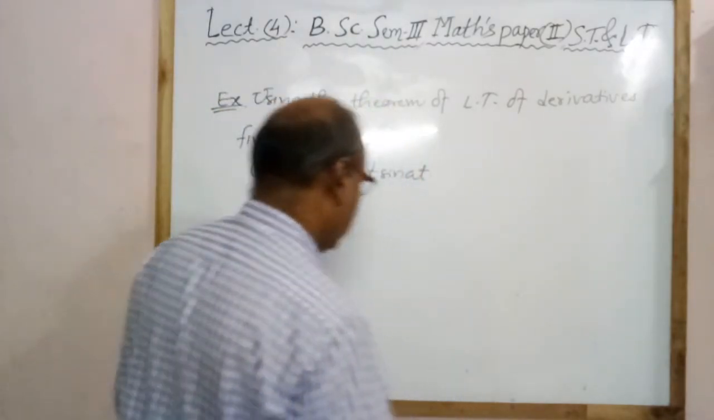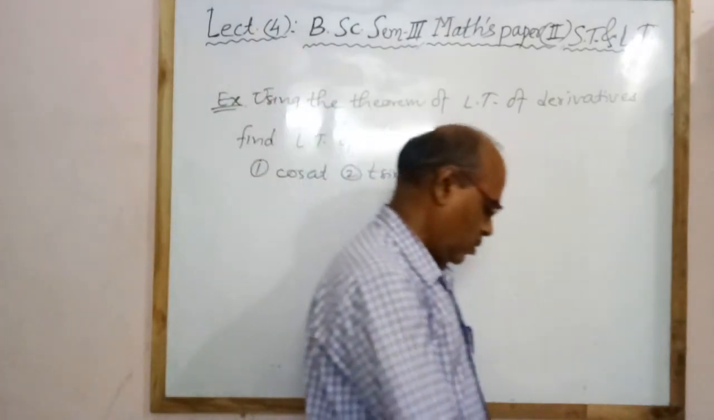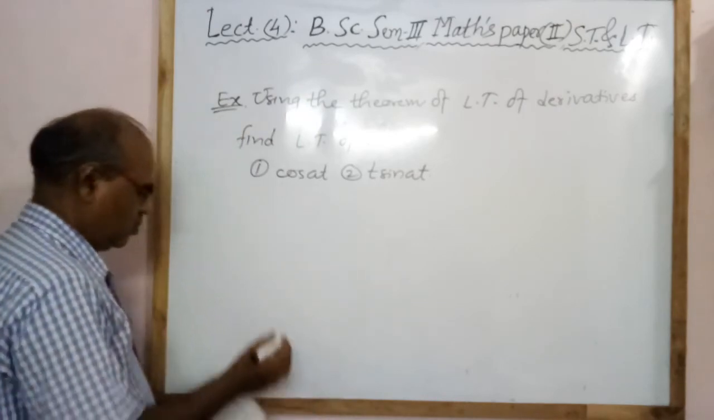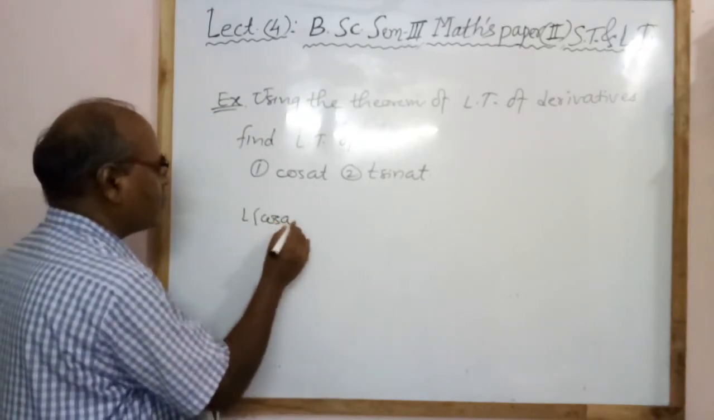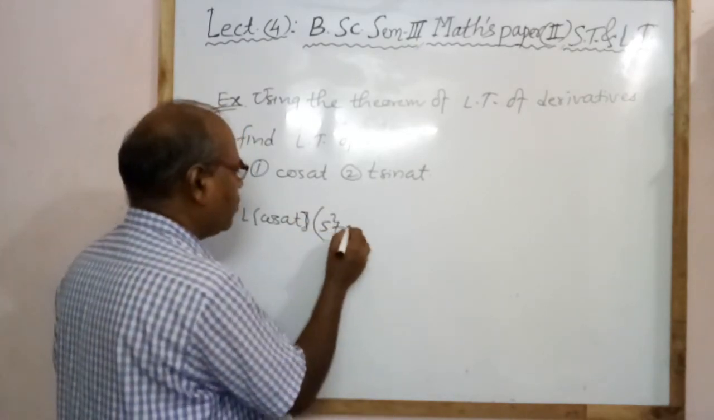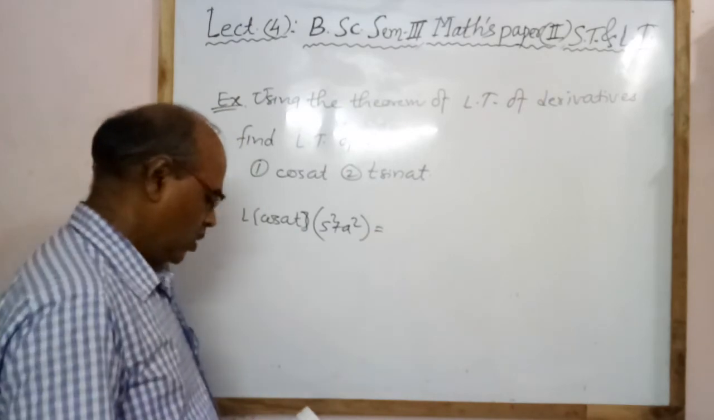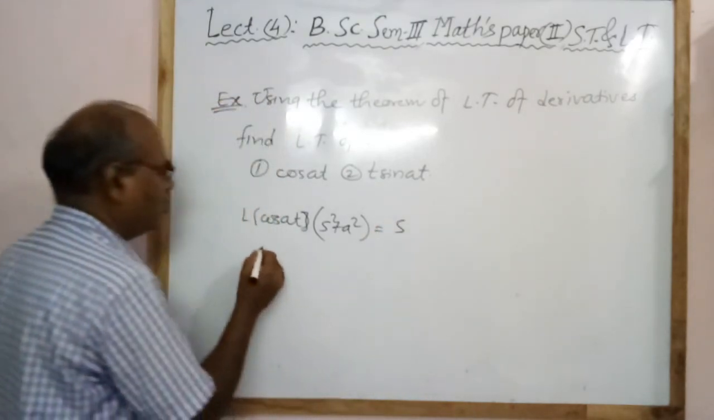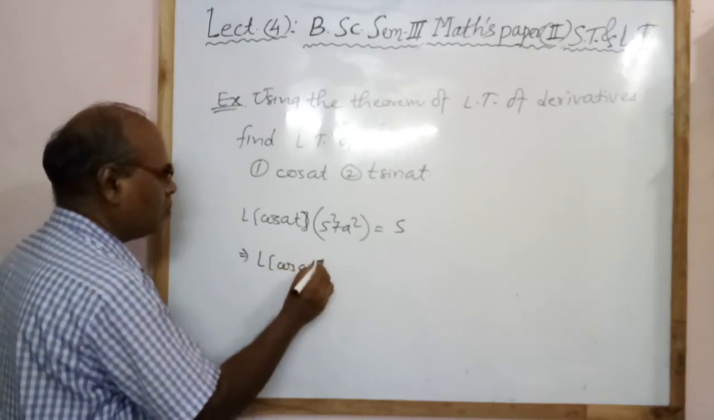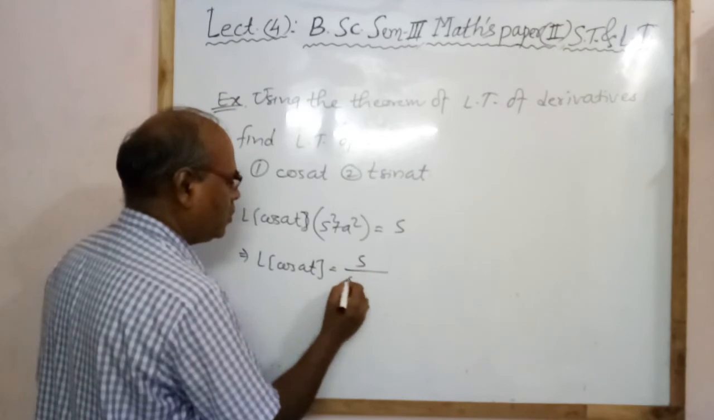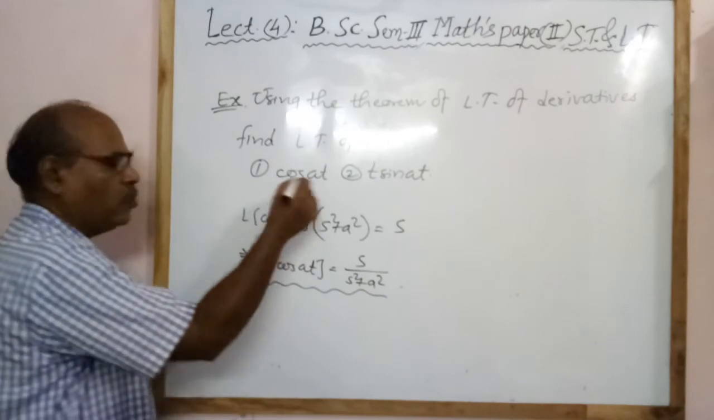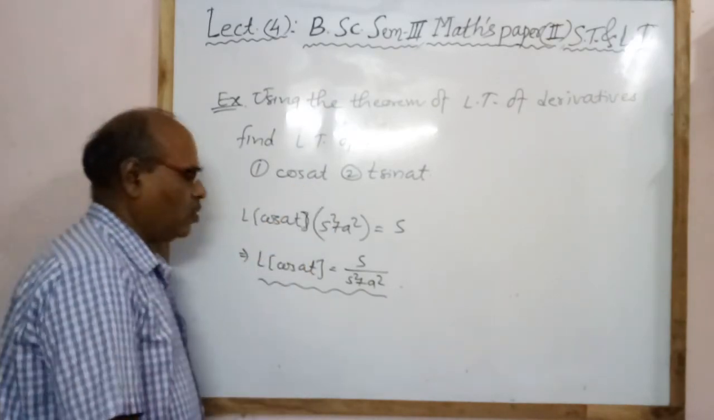Now, in the previous step, we have to take Laplace of cos at common. Therefore, inside we have s square plus a square. Then on the right hand side we have s. Therefore, we have Laplace of cos at equal to s divided by s square plus a square. And we know this is the formula of Laplace of cos at, s divided by s square plus a square.